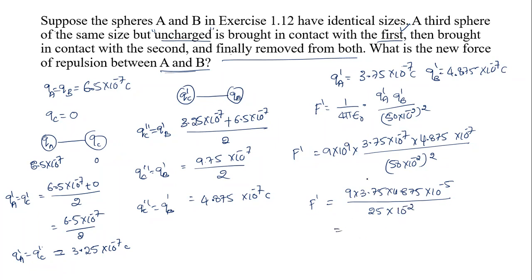Okay, so we need to multiply numerators. So it is 9 multiplied by 3.75 multiplied by 4.875 and divide by 25. So we're going to get 6.58 into 10 power minus 3, because here minus 2 will come to numerator, it will become minus 3. I can say now 6.58 millinewton. That is the force.